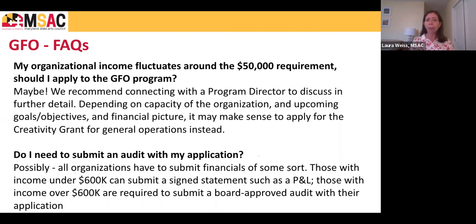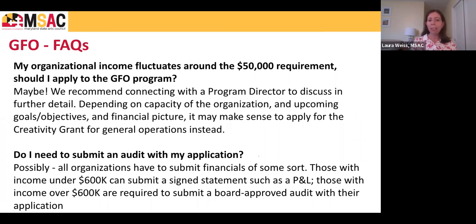And then we can help to weigh those pros and cons as to whether GFO is the right fit at this point, or if it makes sense to continue on with general operating support through the creativity program for a few more years until you get over that $50,000 requirement. But we're happy to have those one-on-one conversations to talk about that with you.